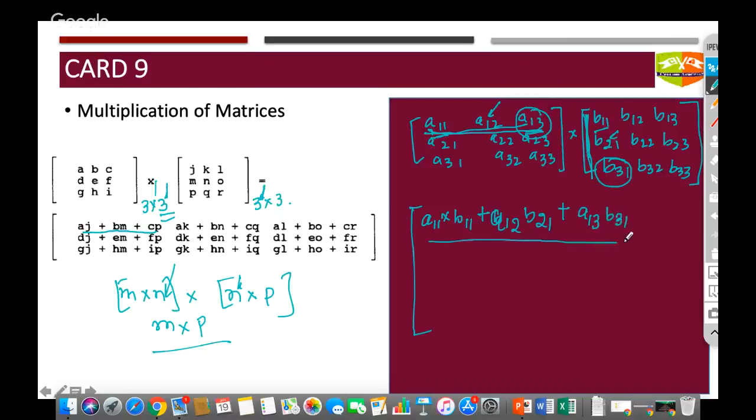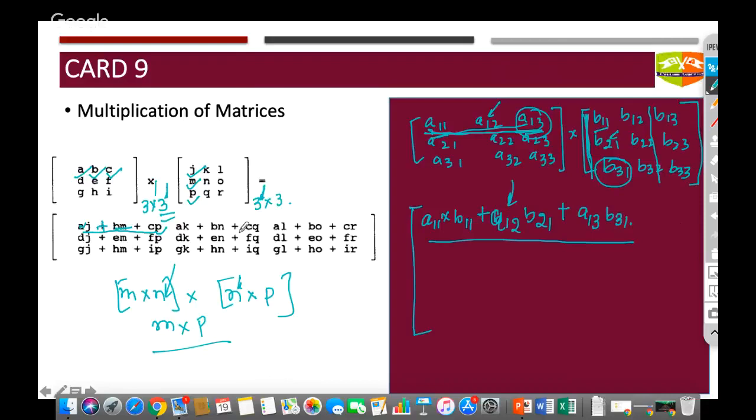So this makes my first element of the multiplication matrix. Now for the second term, I keep the row the same and change the column. Looking here, I take A, the first term, multiplied with the first term here, it becomes AJ, plus I take the second term here and the second term in the column here, this becomes BM. I take the third term here and the third term here, this becomes CP.